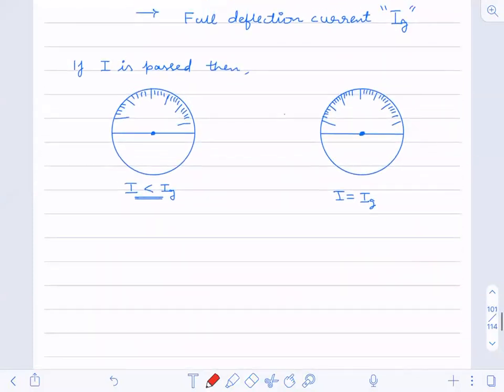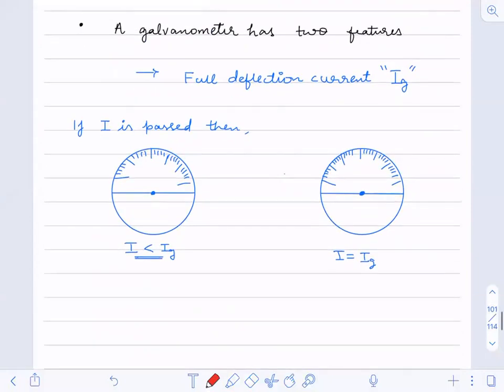Now, this is a galvanometer which is used to measure the current. Now suppose at IG, this galvanometer shows full deflection. Full deflection means IG is the maximum reading which it can show. Like a thermometer, just assume a thermometer which can show maximum up to 100 degrees centigrade. I'm making a thermometer which can read from 0 to 100 degrees centigrade. So what is the full deflection temperature in that case? It will be 100. Understood.